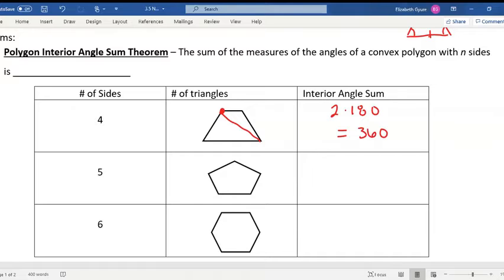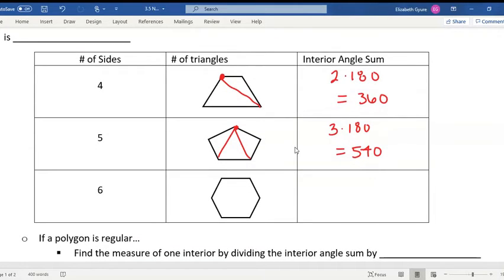If you're dealing with a 5-sided shape, pick a vertex, draw your diagonals, and now you have 1, 2, 3 triangles. So we could do 3 times 180, which is 540 for a 5-sided shape. And then for a 6-sided shape, pick a vertex, draw your diagonals. That splits our shape into 1, 2, 3, 4 triangles. So 4 times 180 will give us a sum of 720 for those interior angles.